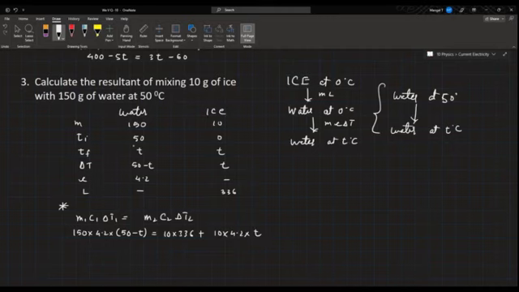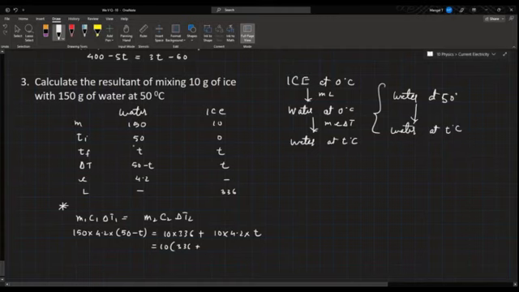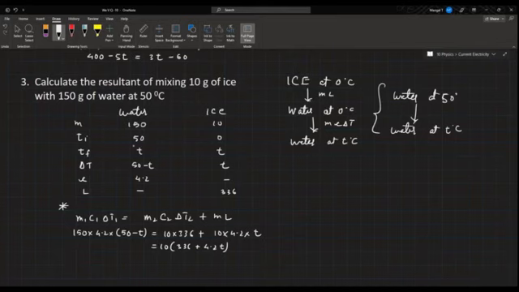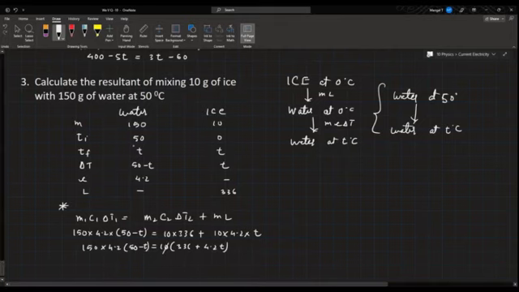into T. Okay. You did not add ml. Yes, this is ml. And here this is 150 into 4.2 into 50 minus T, and I can just cancel the 0. So what do I get in this expression?